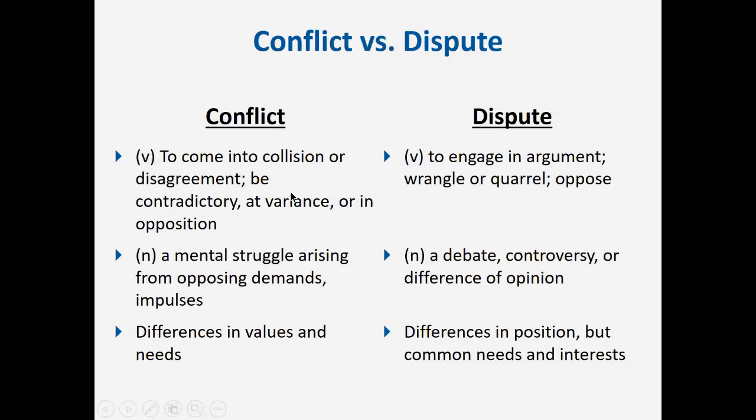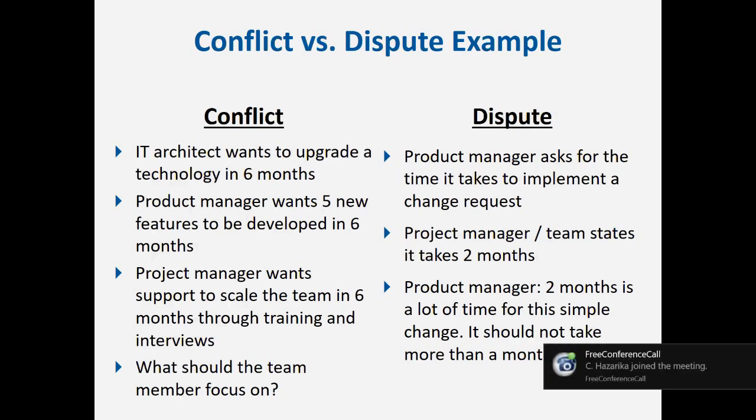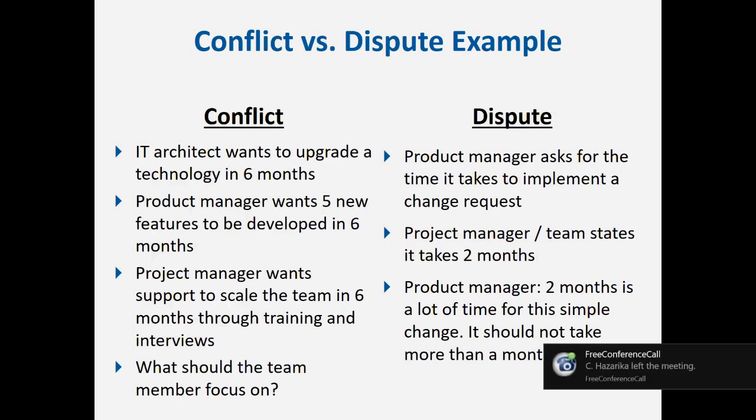Let's try to understand this with some examples. A simple example is what you see here. In conflict, the scenario is specified. So there is an IT architect in a team who wants to upgrade a technology in 6 months. And then you have a project manager who wants 5 new features to be delivered in the next 6 months. And then there's a project or program manager who wants the team to support him or her in scaling the team through training, interviews, and a few other tasks.